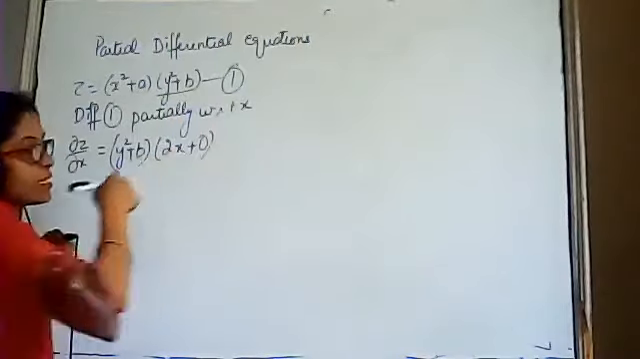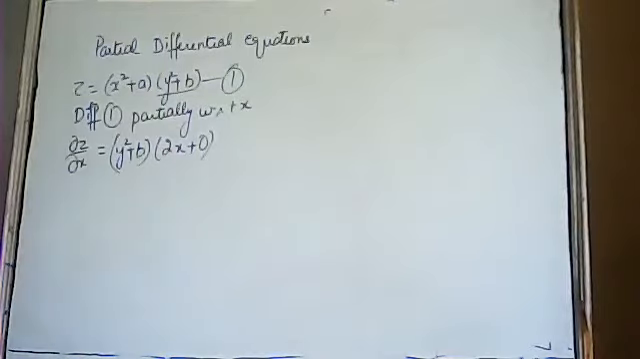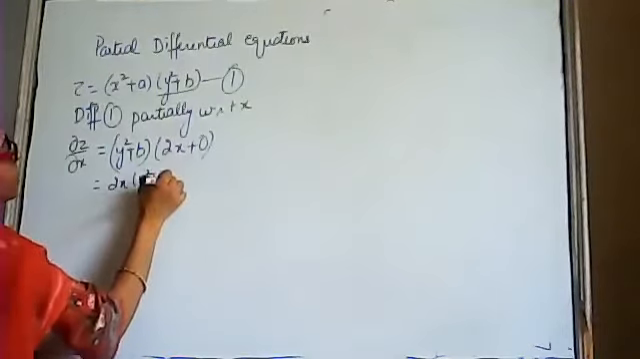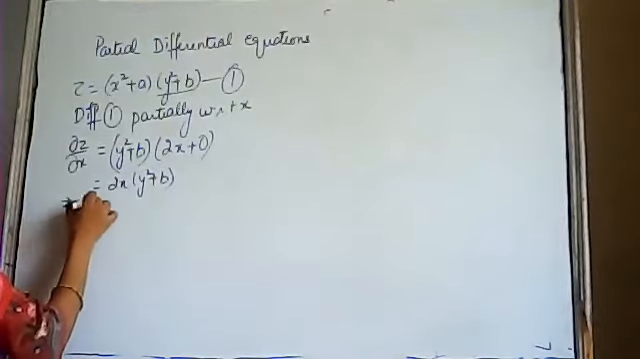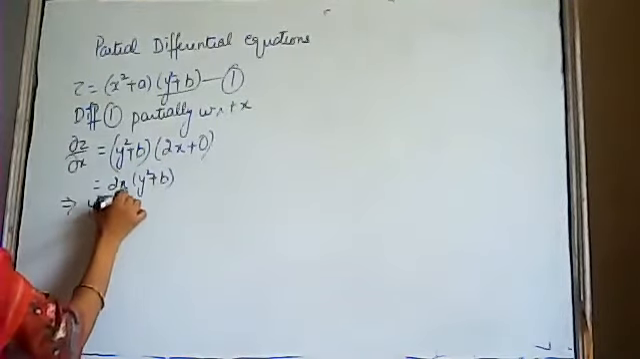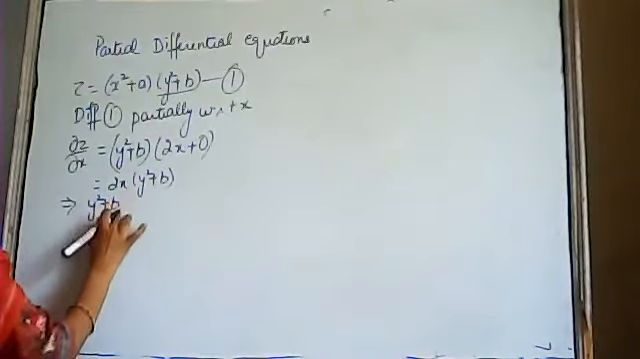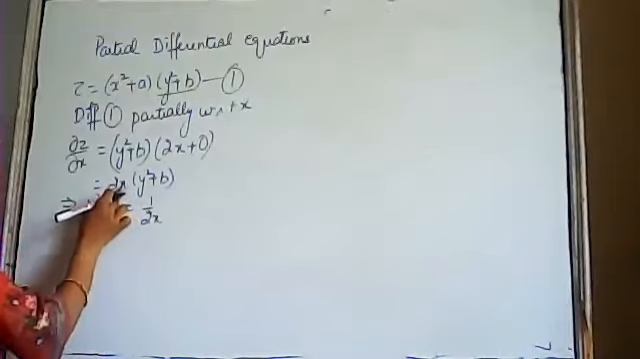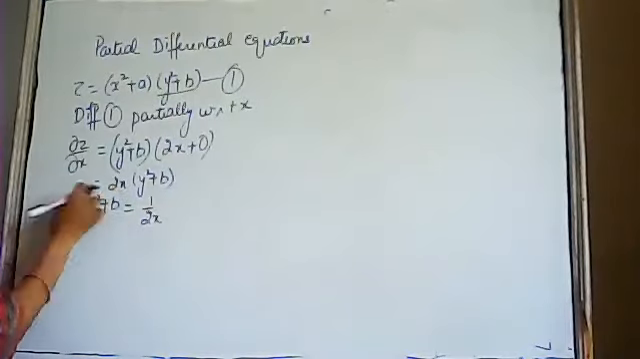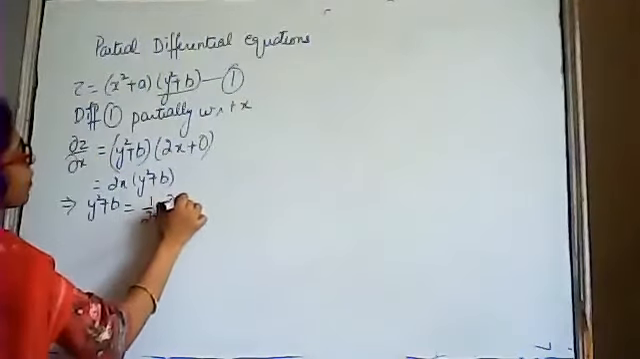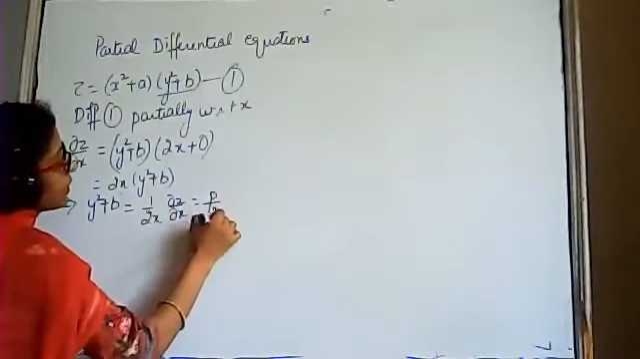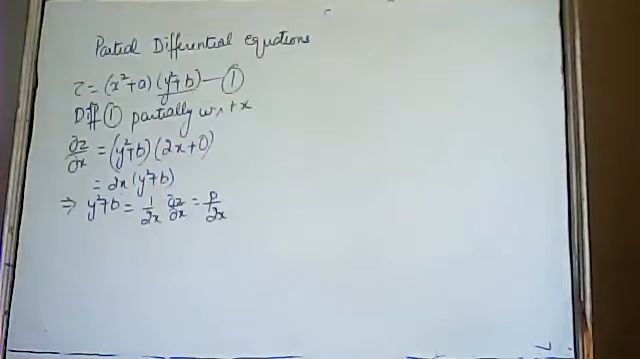Differentiation of a will be 0 as a is constant. So this is equals to 2x into y square plus b. From this equation, we can find the value of simply y square plus b. It will be equals to 1 upon 2x. Bring this term to the left side. This is 1 upon 2x into curly z upon curly x, and curly z upon curly x is p. This is p upon 2x.